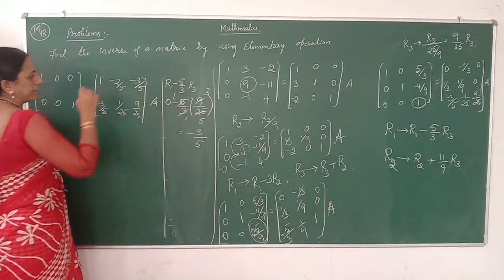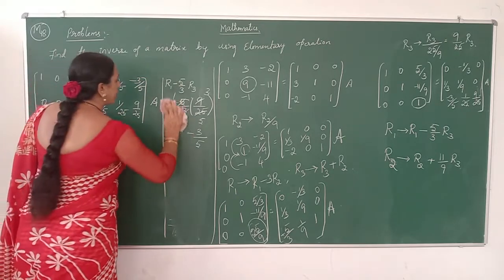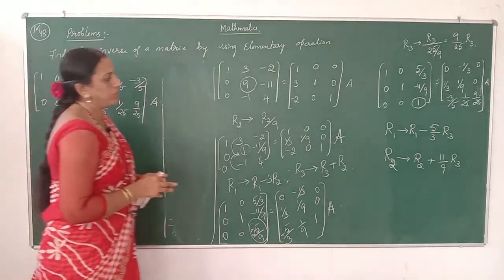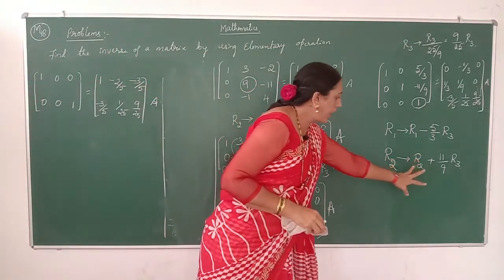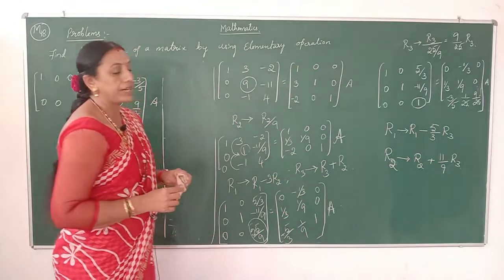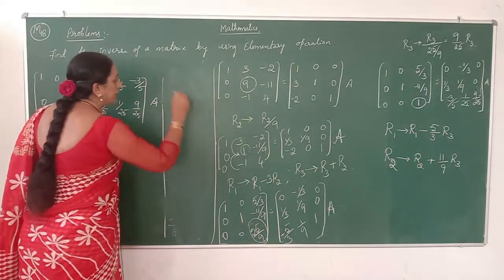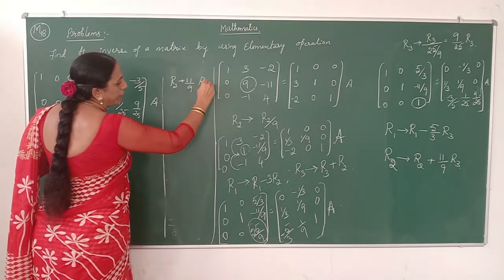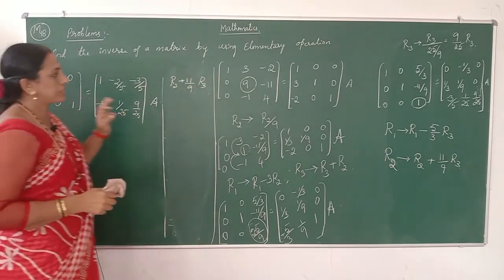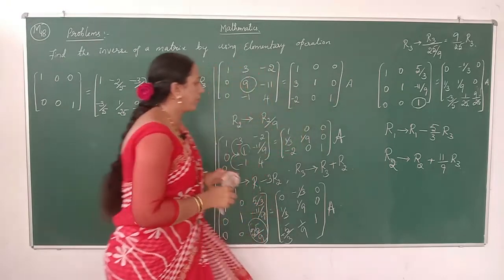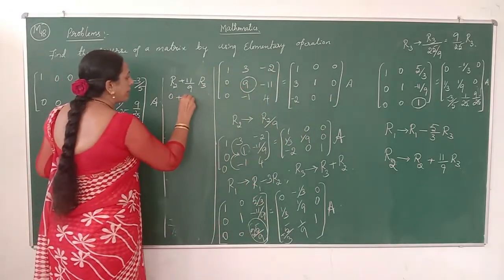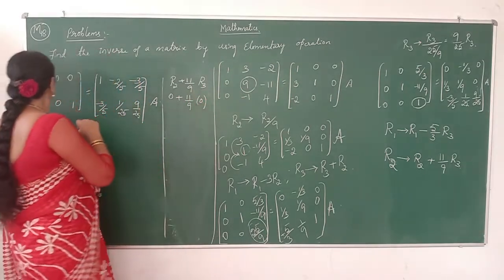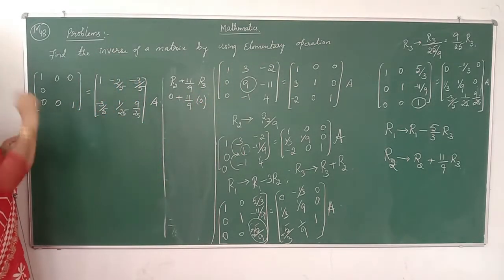Minus 3 divided by 5. So then we'll come to the second row. Now the second row can be operated on: R2 changes to R2 plus 11 divided by 9 of R3. Now the first element of R2 is 0, plus 11 by 9 of R3, which is also 0. That is 0 plus 0, which is nothing but 0.